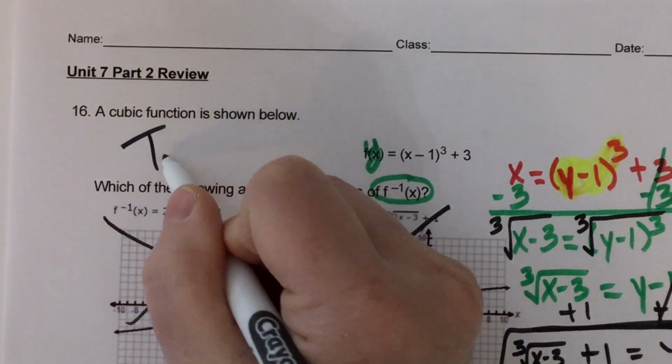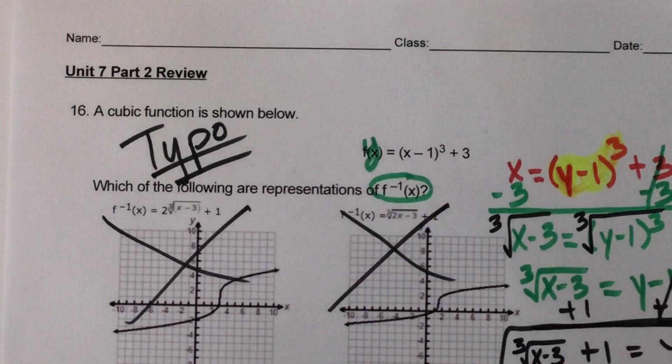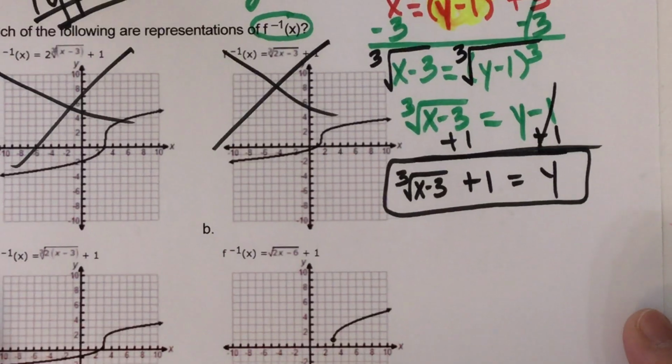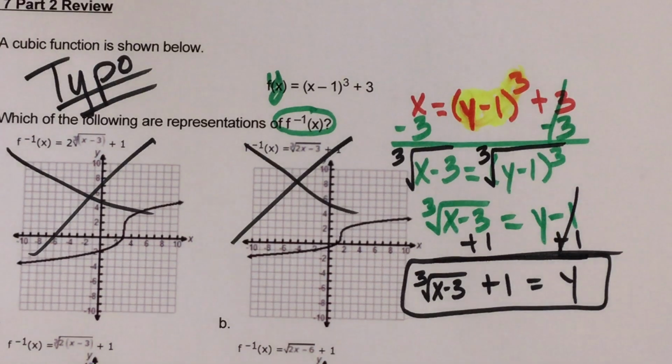There must be a typo in this problem. So I'm sorry about that. There should be no 2's. This is what your inverse should look like, and none of those say that. Okay, sorry about that, guys.